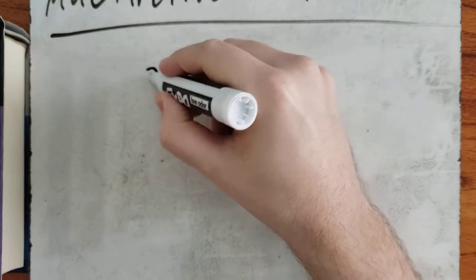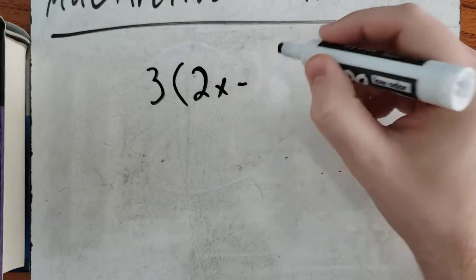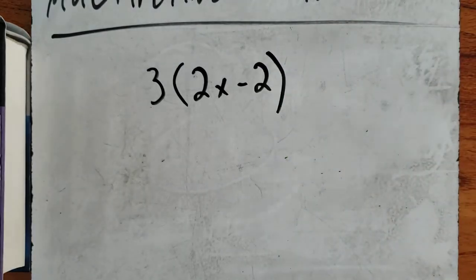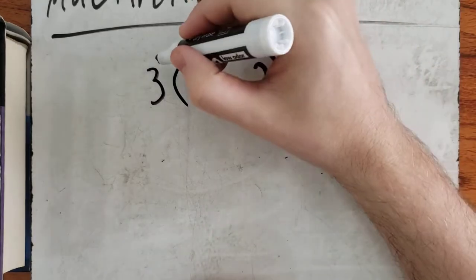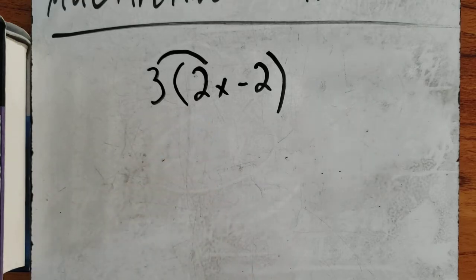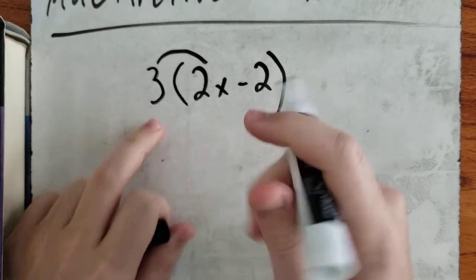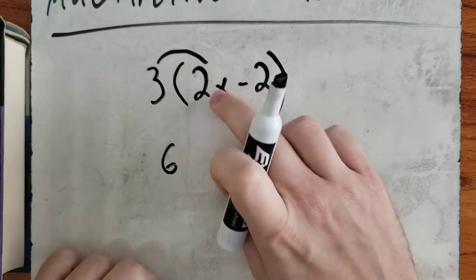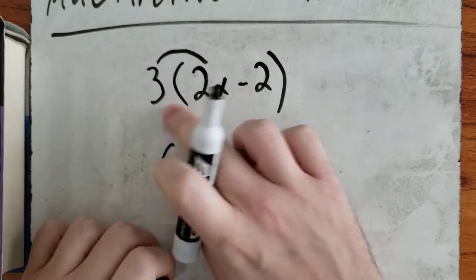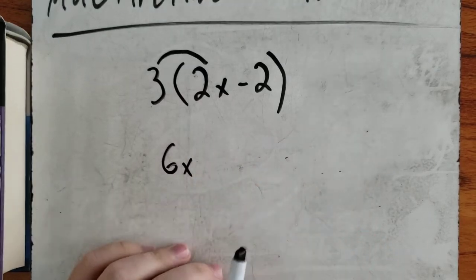Let's do 3 times 2x minus 2. So now we add in a number in front of this letter here. First thing we do, still multiply whatever is on the outside by the first thing on the inside. When you get to this point, first thing you're going to do, multiply your numbers. So 3 times 2 would be 6. Now your x is still attached here, so your x just comes down with your 6. So 3 times 2x, 6x.